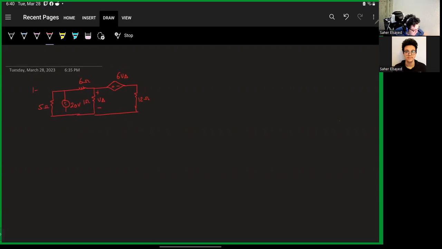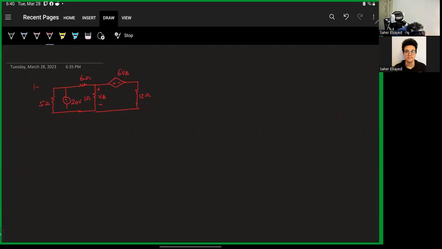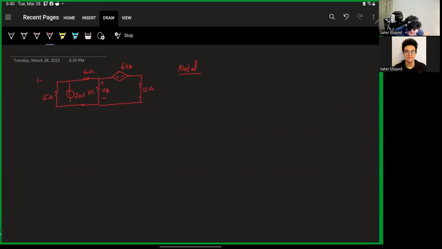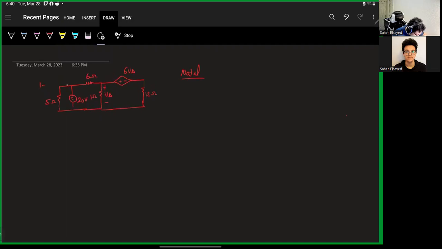So the question is asking to do node voltage, and that's what I call nodal. So the way I would do it is I will put a node here, call it VA, a node here, and call it VB, or something along the lines. You can do whatever you want, right? You can also do VC here.